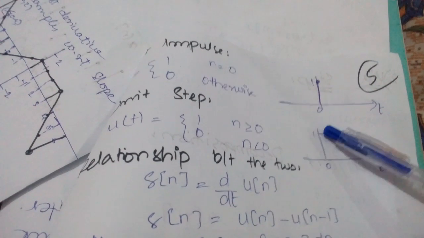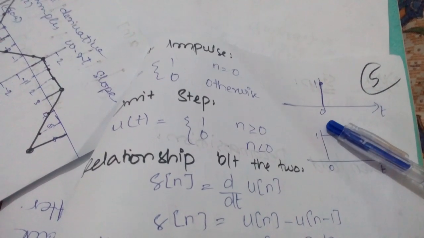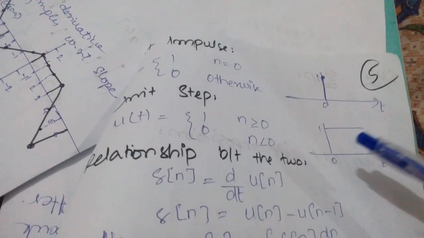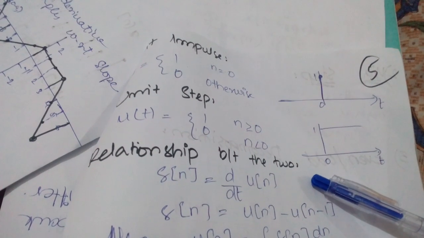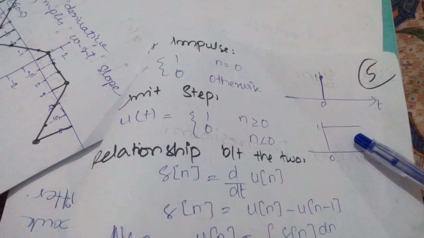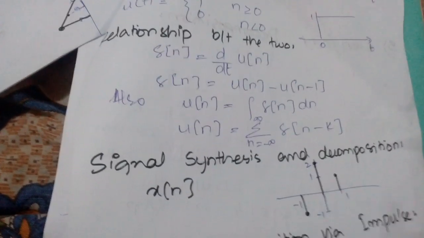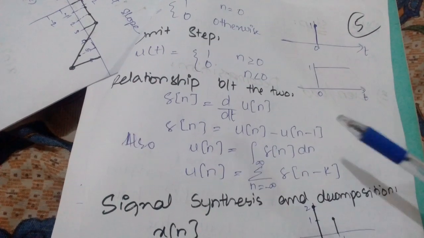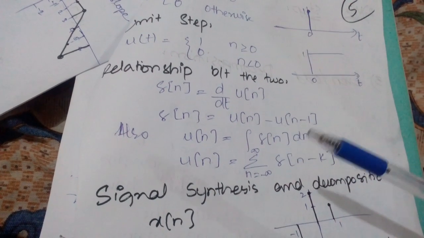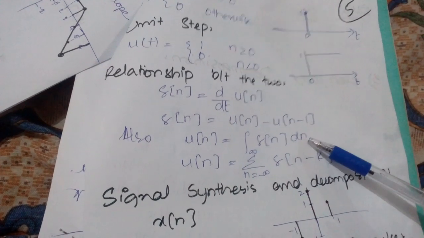Next, we have unit impulse. Unit impulse is 1 at n equals 0 and 0 otherwise. Unit step is 1 for n greater than or equal to 0 and 0 otherwise. Relationship between the two is that impulse function is the derivative of step function, and step function is the integration of impulse function.